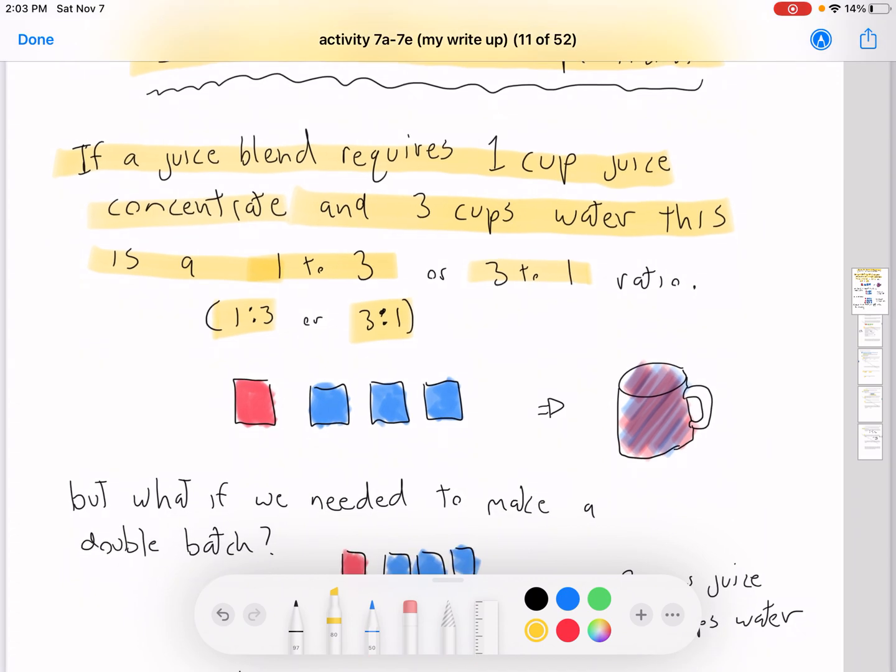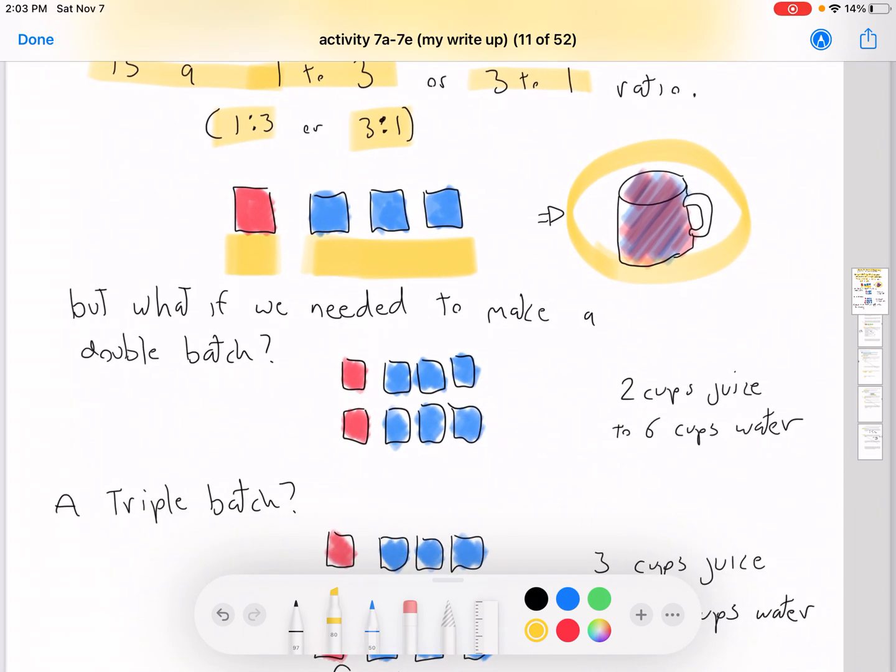So what this means is I want to make juice. I need 1 cup of concentrate and 3 cups of water. I mix them together and I get a full pitcher of juice. But what if we needed to make a double batch? Well, you would make 1 batch, which takes 1 cup and 3 cups, and then a second batch of 1 cup of juice and 3 cups of water, and you can see in total we now have 2 cups of juice and 6 cups of water.